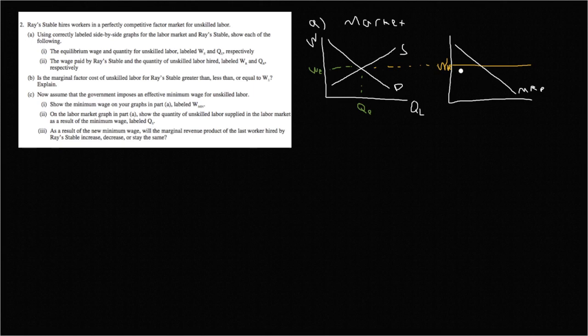And so now we have our wage for Raise Stable and our quantity for Raise Stable, because that is where they intersect, QR. And so we should probably write quantity, I'll do this in white, Q sub L, and wage. Okay. So I think that is everything we need.